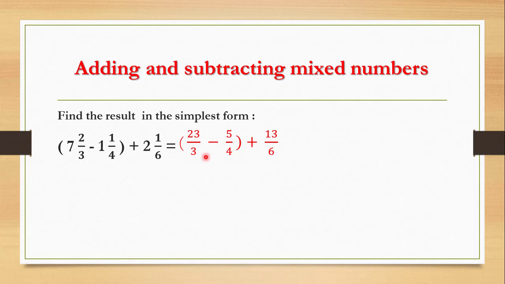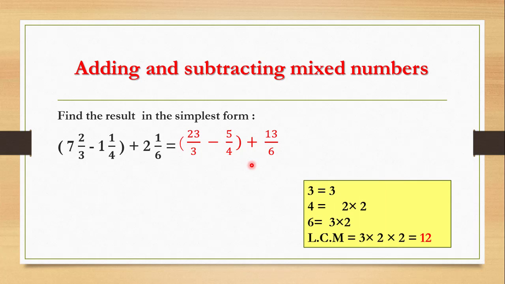Now we have three different denominators, 3, 4, and 6. What is the lowest common multiple between 3, 4, and 6? Also 12. 3 equals 3 only, 4 equals 2 times 2, and 6 equals 3 times 2. From each column, I'll take only one. I'll take 3 by 2 by 2. So 3 times 2 times 2, which is 12.